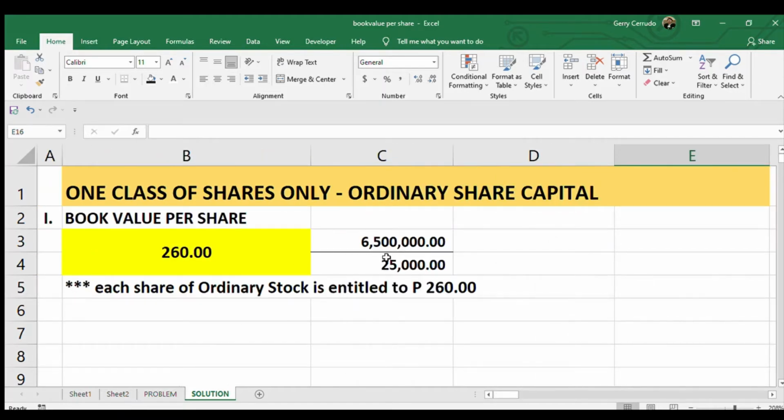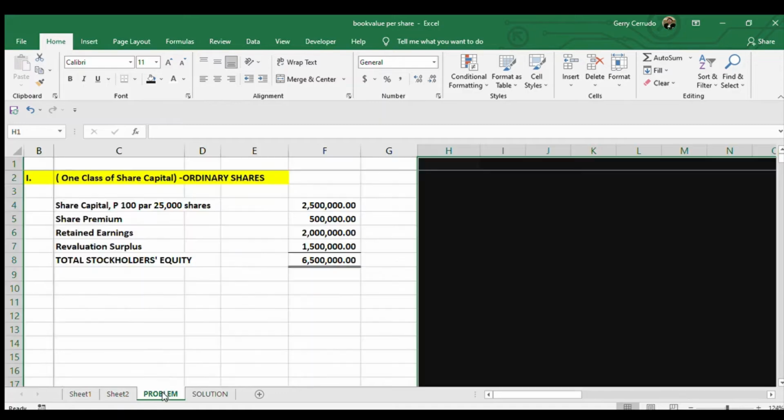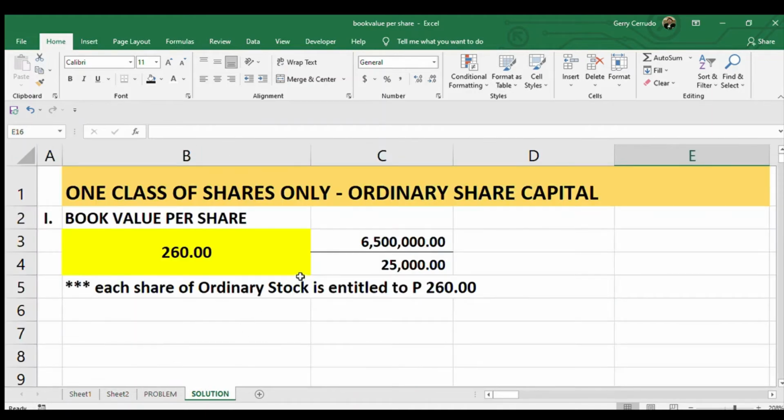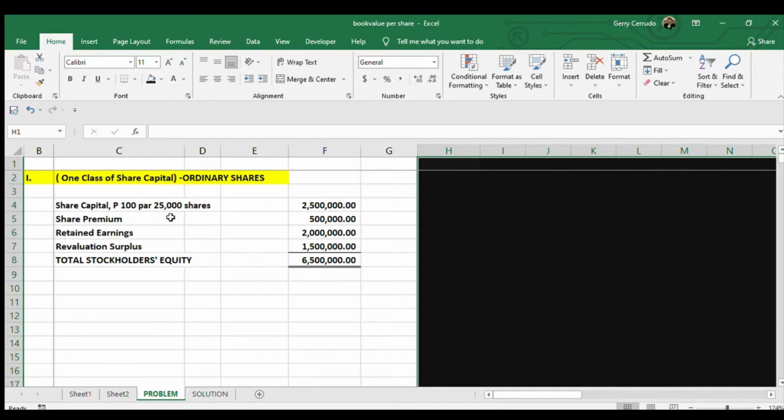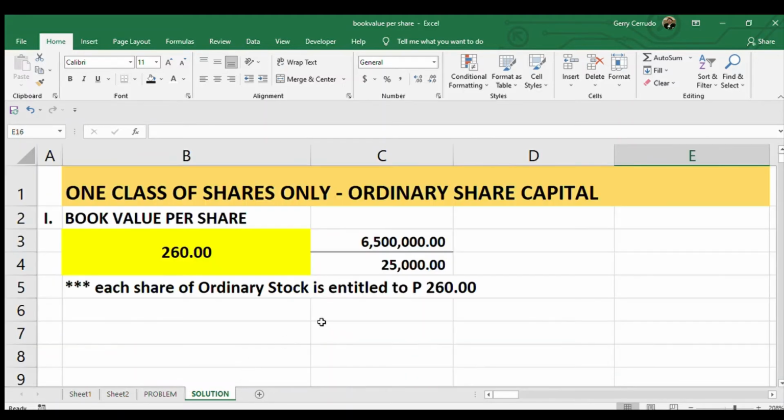So doon sa given natin na problem kanina, 6,500,000 the total stockholders' equity. Yes, this is the one, 6,500,000 divided by the number of outstanding shares. So given din naman yan dito, 25,000 shares outstanding. Okay, so no problem about that.